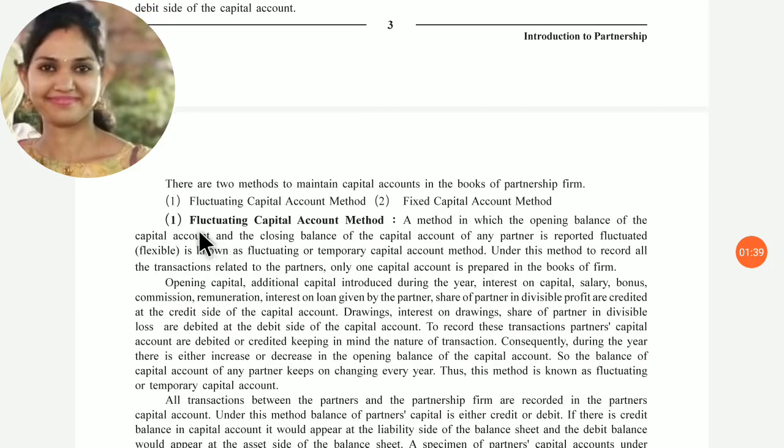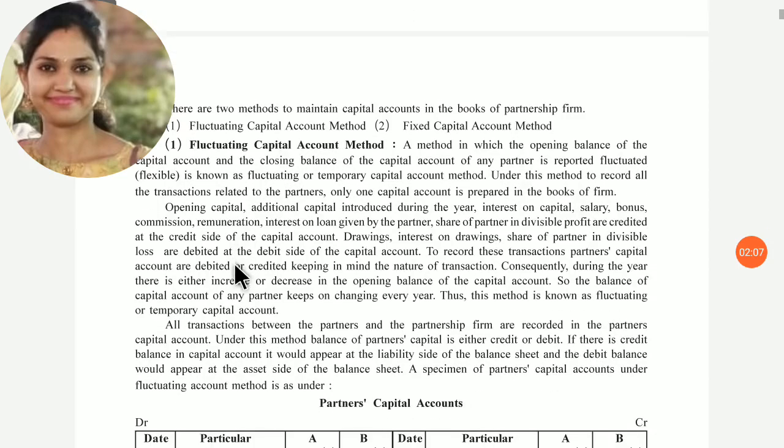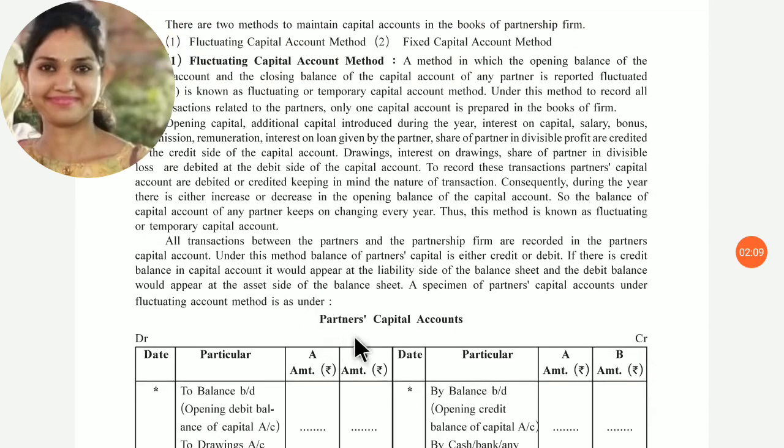First method, fluctuating capital account method. According to the name, the opening capital and closing capital will be different. It means opening capital and closing capital will not be the same. It will fluctuate. So the name of this method is the fluctuating capital account method. Here in this method we have to prepare only one account, the partners capital account. All the adjustment entries we will give in this same account.